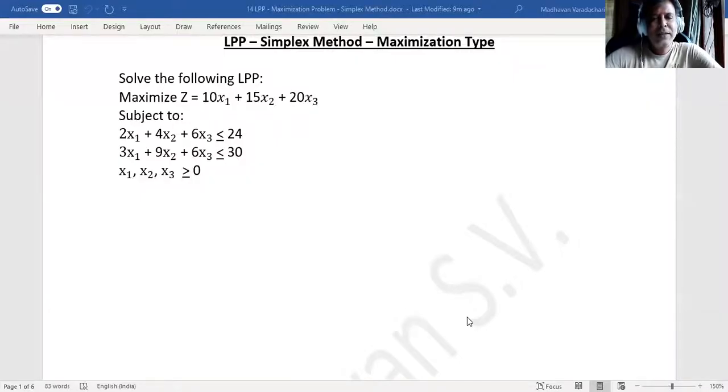Hello everyone. In this video, we will understand how we apply the simplex method to solve a linear programming problem, especially one which has more than two variables. So here in this question, it has x1, x2, x3, three decision variables.